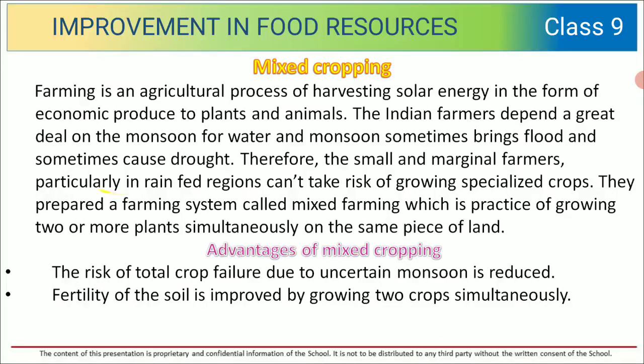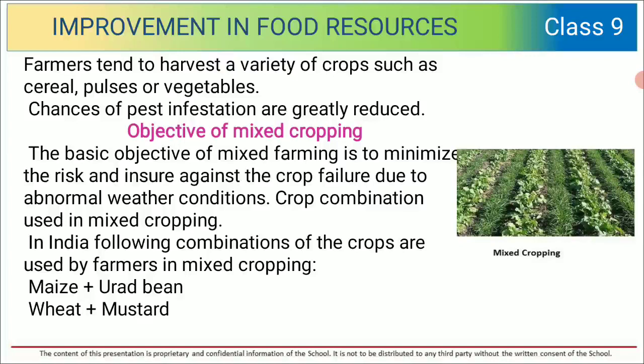Fertility of the soil is improved by growing two crops simultaneously. Farmers tend to harvest a variety of crops such as cereals, pulses, or vegetables. Chances of pest infestation are greatly reduced.